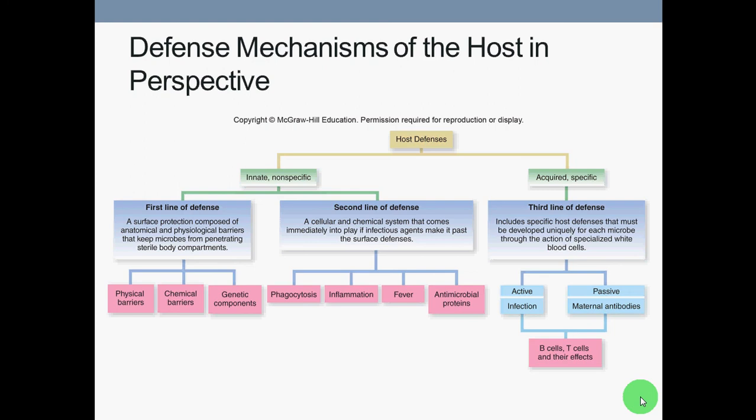This is how all of these host defenses fit together. We will be talking today about these innate or non-specific defenses. In our first segment, we'll talk about the first line of defense. In the second segment, we will talk about the second line of defense. Then the next lecture will be acquired or specific immunity, where we will talk about the third line of defense.